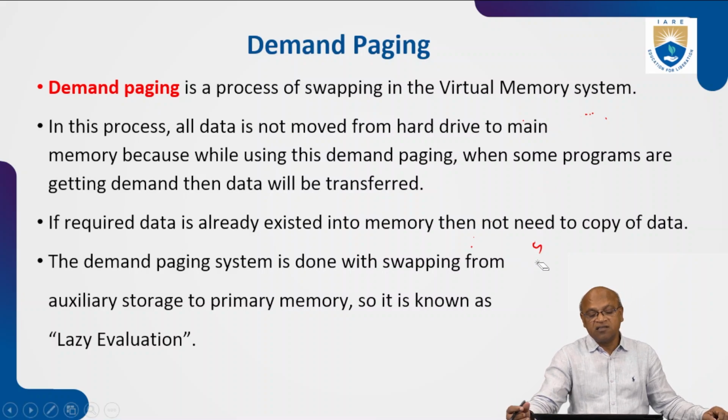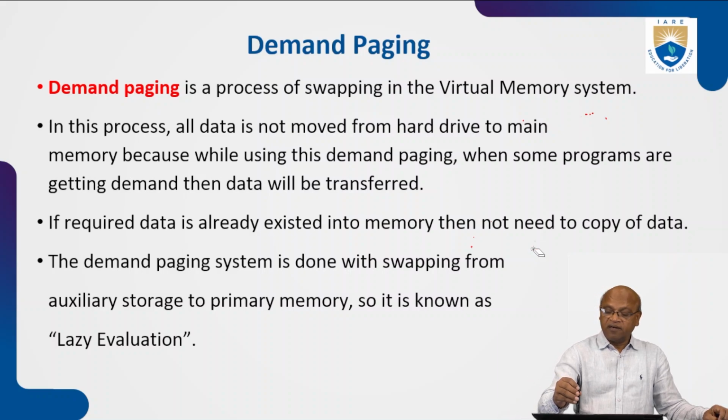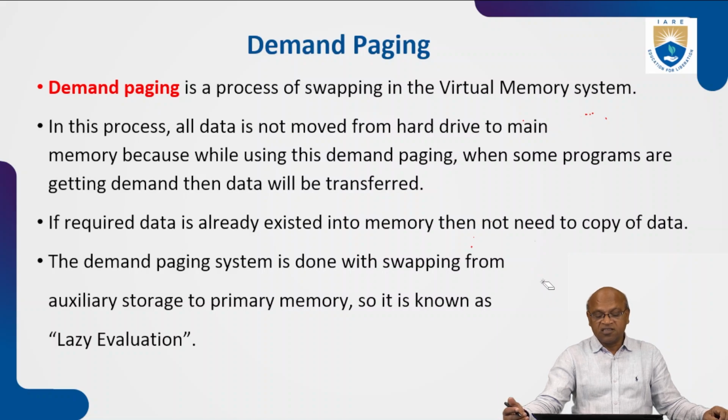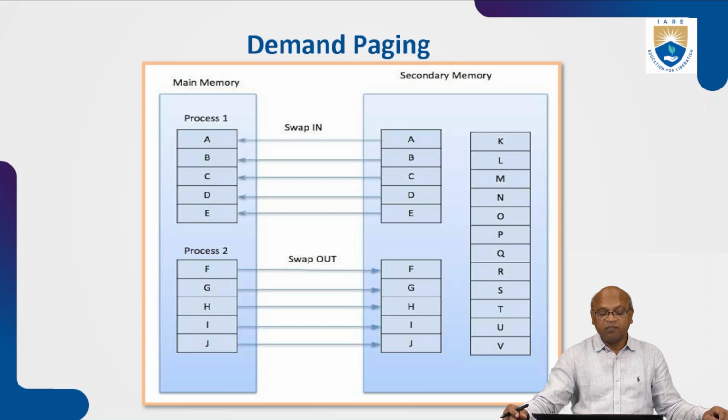In this process, all data is not moved from the hard drive to memory, because while using demand paging, data will be transferred only when some pages are demanded. So we have to remove some page in your main memory. If the data already exists in main memory, there is no need to copy the data. The demand paging system is done with swapping from auxiliary storage to primary memory. So it is known as lazy evaluation. So demand paging: swap in, swap out.